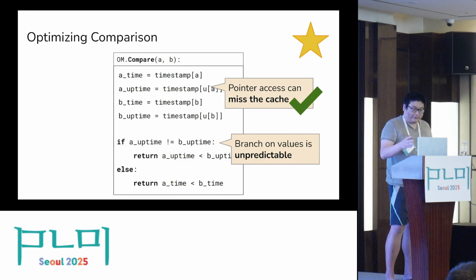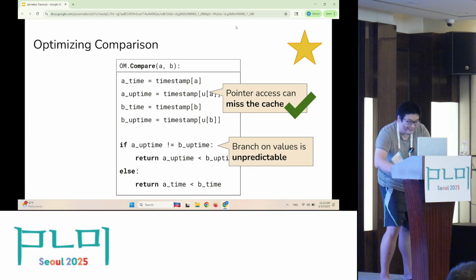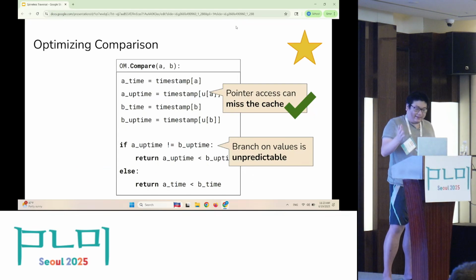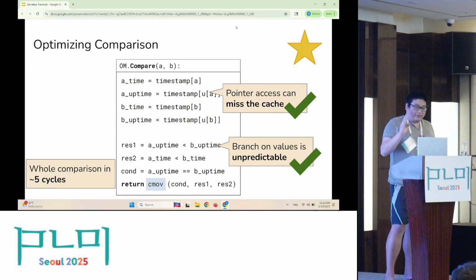Then, to solve this unpredictable branch problem, we eliminate this unpredictable branch. Instead, we are going to use handwritten assembly to use conditional move. Now, this whole comparison is about 5 cycles.